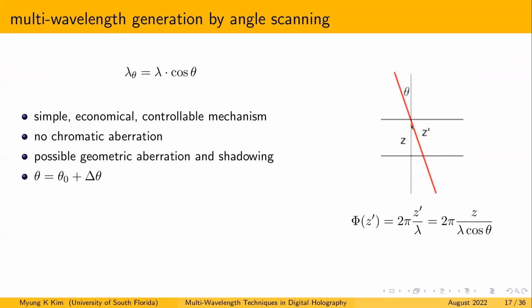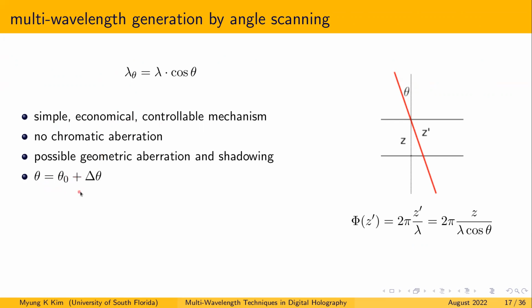For a given optical height z, the optical phase along the angled path z prime is 2 pi z over lambda cosine theta, which is equivalent to saying the effective wavelength is lambda times cosine theta. So the effective wavelength is given by lambda times cosine theta, and this angle scan system can be much simpler, economical, and flexible compared to actual wavelength scanning system.